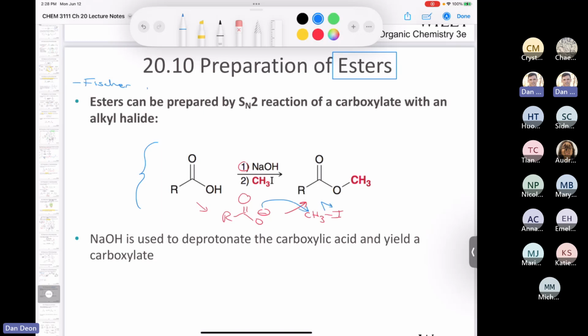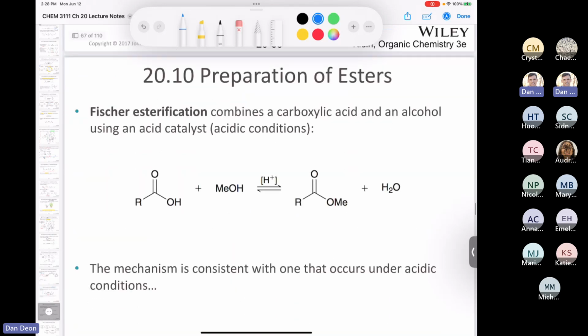So, is it a good way to make an ester? Sure. And is it like a Williamson ether? In a way, I guess. But again, I don't know if I've ever done that reaction in my life, but kind of a neat way to make an ester.